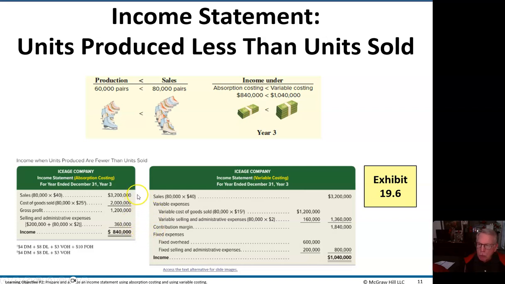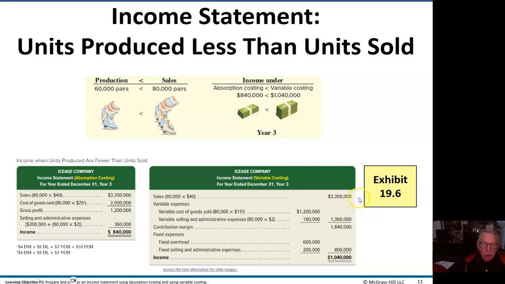And here we walk through our full absorption costing, sales, cost of goods sold at $25 times 80,000 units, our gross profit of $1.2 million, our selling and administrative expenses $360,000, including 80,000 units times our variable overhead rate of $2 per unit, and that gives us an income of $840,000.